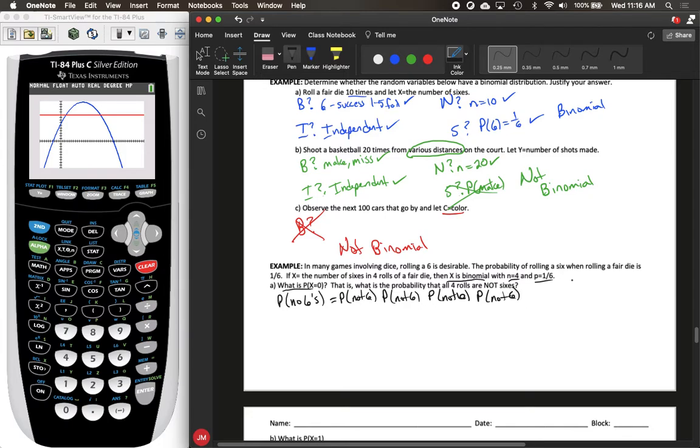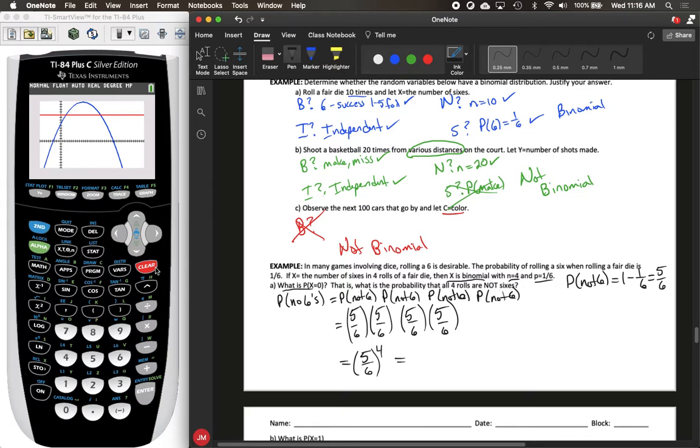Well, let's think about that. The probability that you don't roll a 6 is going to be 1 minus the probability that you do get a 6, or you could just think about that as being that there are 5 other options besides a 6 that you could roll. In other words, to find this probability, we would be taking 5 out of 6 multiplied by 5 out of 6, and actually we're going to end up multiplying by 5 out of 6 all 4 times, which you could also write as 5 over 6 to the power of 4.